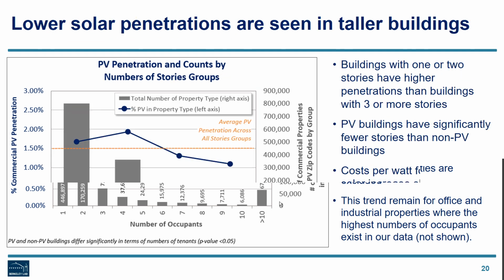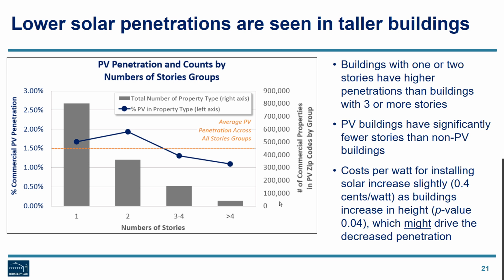For properties with multiple stories, we see lower penetrations. This is an issue that had been alluded to us by one of our reviewers, that as you increase the number of stories, the development of that property with solar becomes more and more complicated. You can imagine that. You can't just crane up solar panels as easily if you're on a 4 or 5 or 6 story building than you are on a 1 story building.